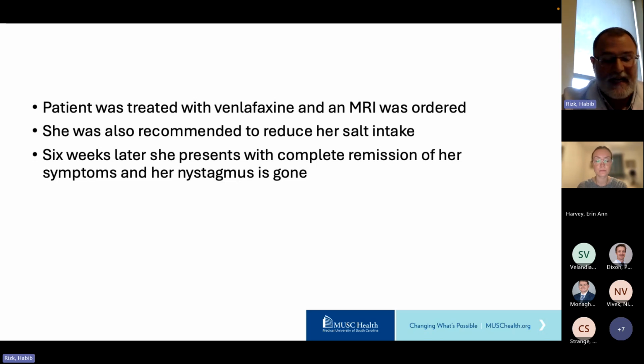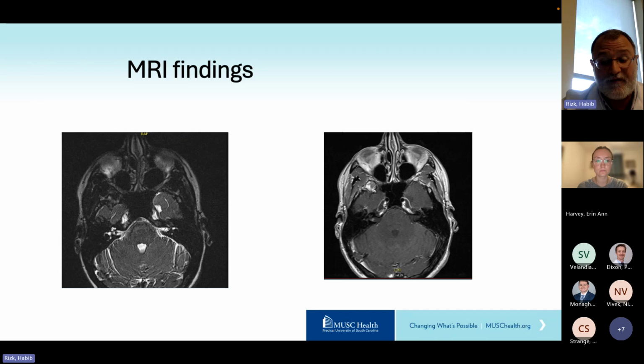And 6 weeks later, she had complete remission of her symptoms, but also her nystagmus was gone after being present for 6 months with symptoms. And her MRI shows a small intravestibular intracanalicular schwannoma to top it all off.